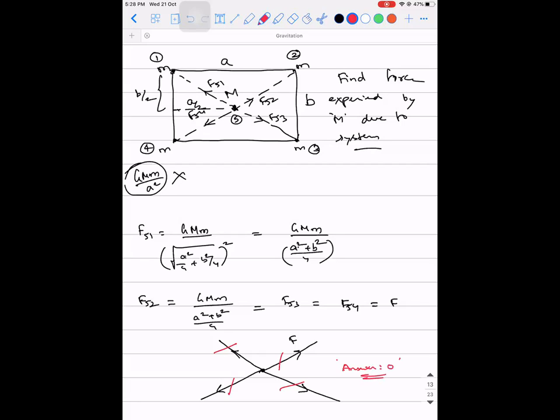So an important conclusion to be made from here is, I'm repeating it, if you have a regular shape with all the masses in the corners of the same value, whatever is the mass that you're trying to place at the center of it, the force experienced by that center particle will be 0. Can you say again, sir?